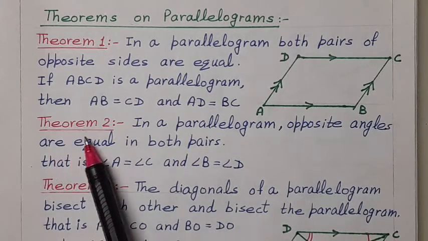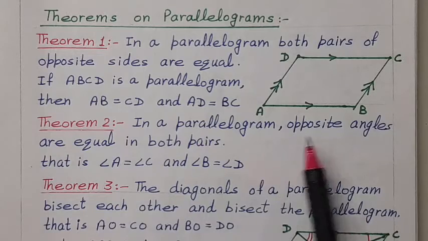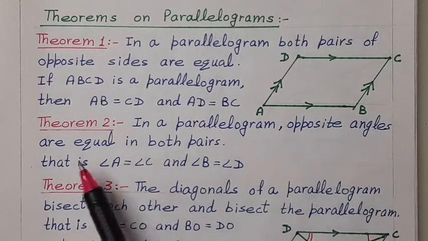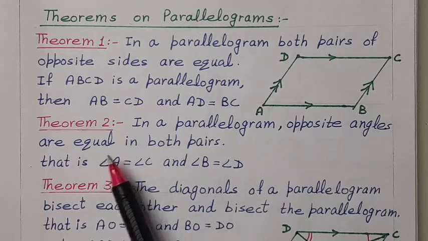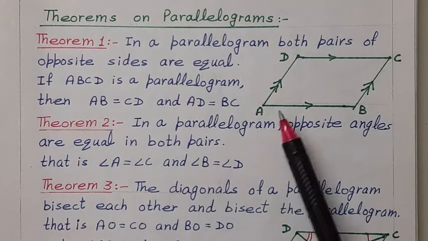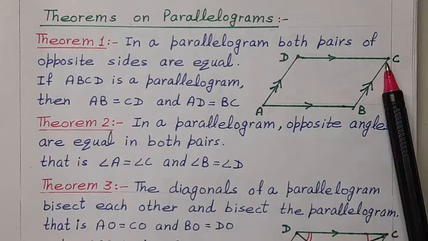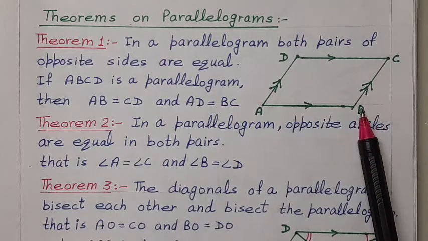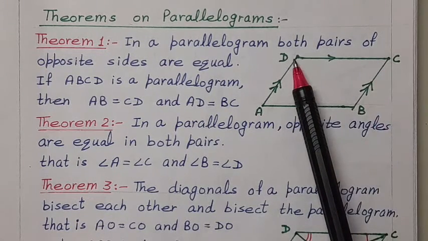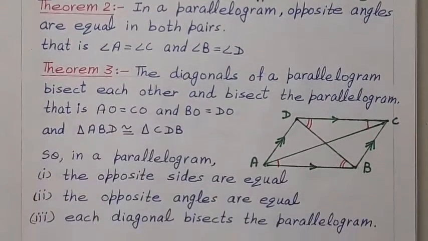So theorem number 2 is, in a parallelogram, opposite angles are equal in both pairs. That is, angle A is equal to angle C and angle B is equal to angle D. I hope it is clear to everyone now. Now let us move to theorem number 3.